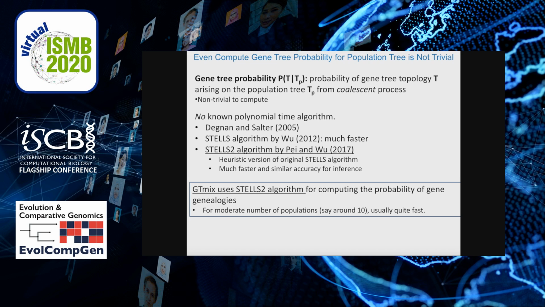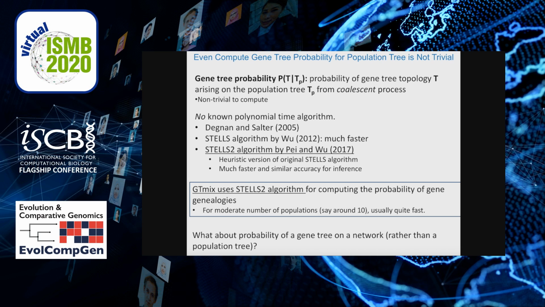Then I developed an earlier algorithm called STELLS in 2012, which is much faster than the original algorithm. And STELLS2 was published a few years later. This is a heuristic version of the original STELLS algorithm, and it is much faster and seems reasonably accurate. GTMX uses the STELLS2 algorithm for better scalability of the inference.